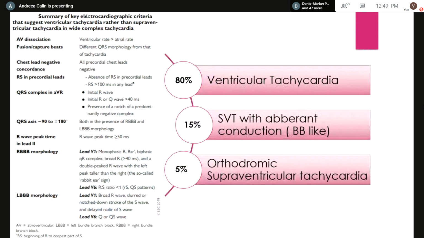So these are the entities included in this wide QRS tachycardia. We have a summary of key electrocardiographic criteria that suggest ventricular tachycardia rather than supraventricular tachycardia in a patient with a wide complex tachycardia. If we have atrioventricular dissociation, if the ventricular rate is higher than the atrial rate, if we can see some different QRS morphologies from that of the tachycardia, these are fusion or capture beats. And if in all the precordial chest leads we have a negative complex, then it's possible that we have ventricular tachycardia.